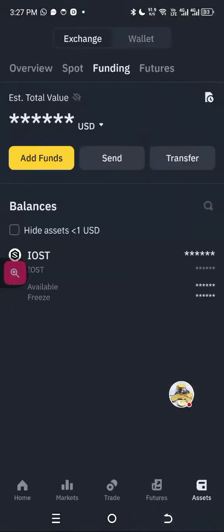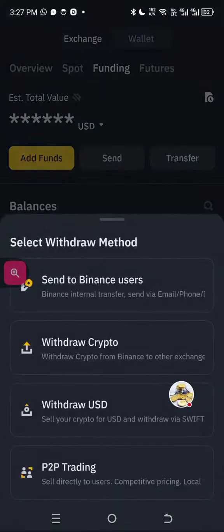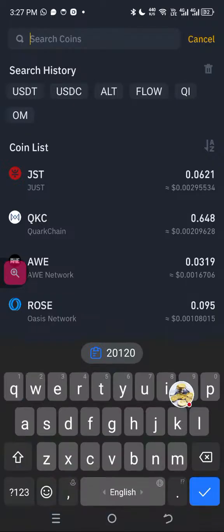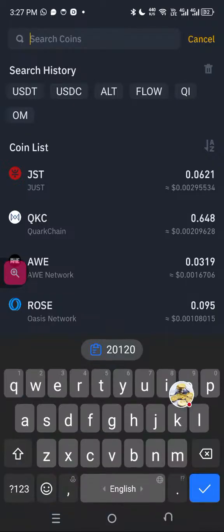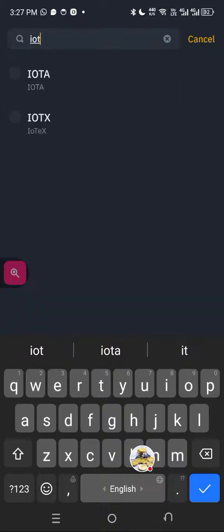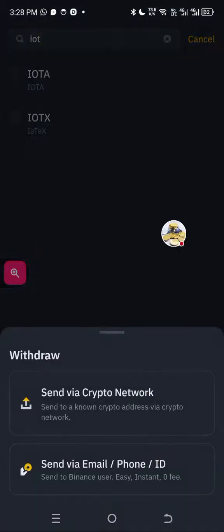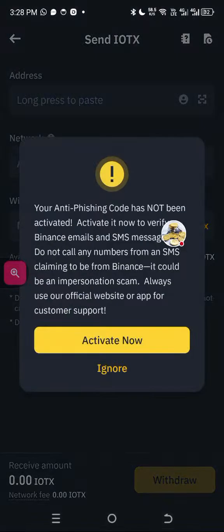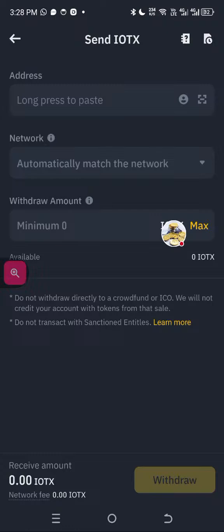What am I doing? I went to pick the wrong thing. We want to withdraw crypto. We want to check whether we can withdraw IOTX. Let's see what it is. We'd send via crypto network. Okay, let's move on.